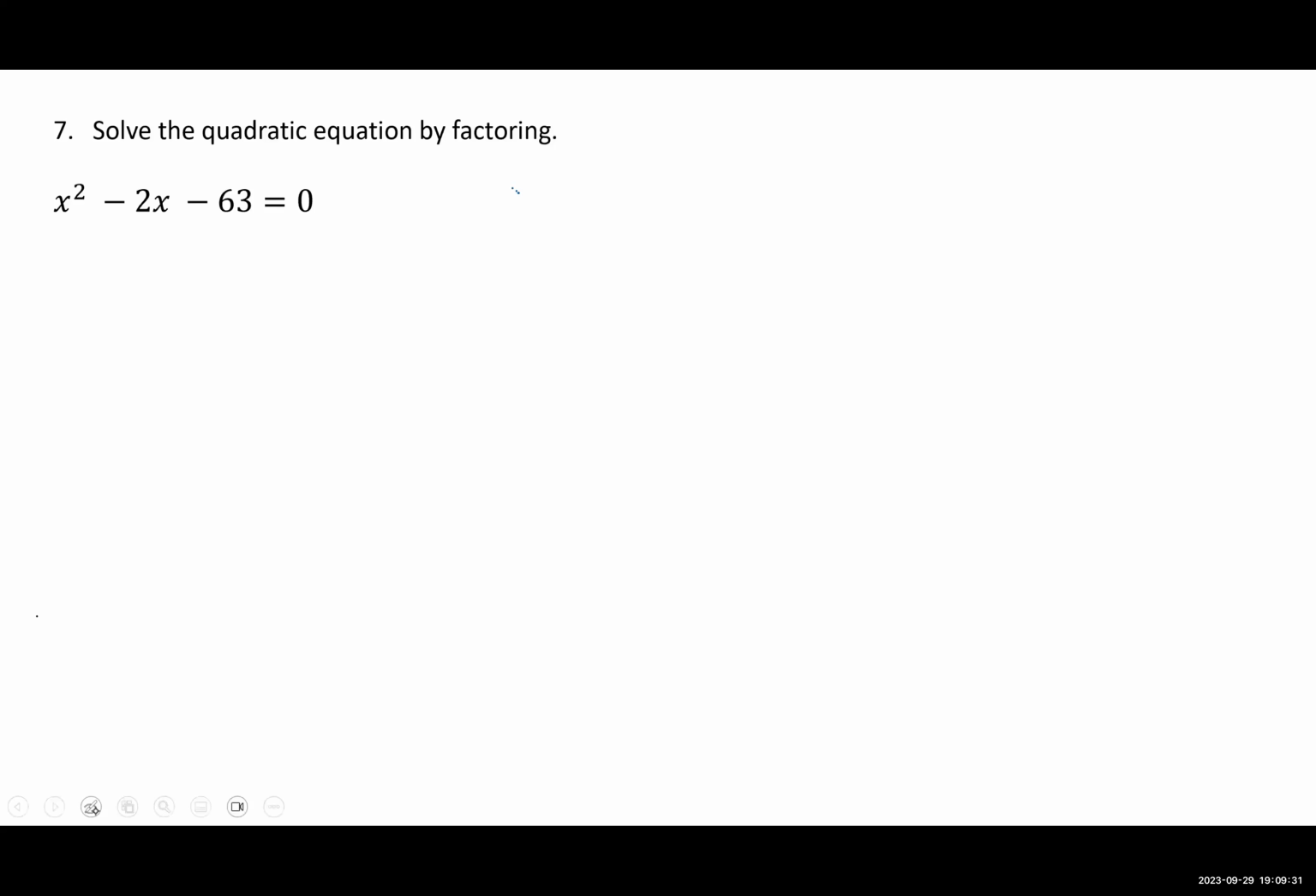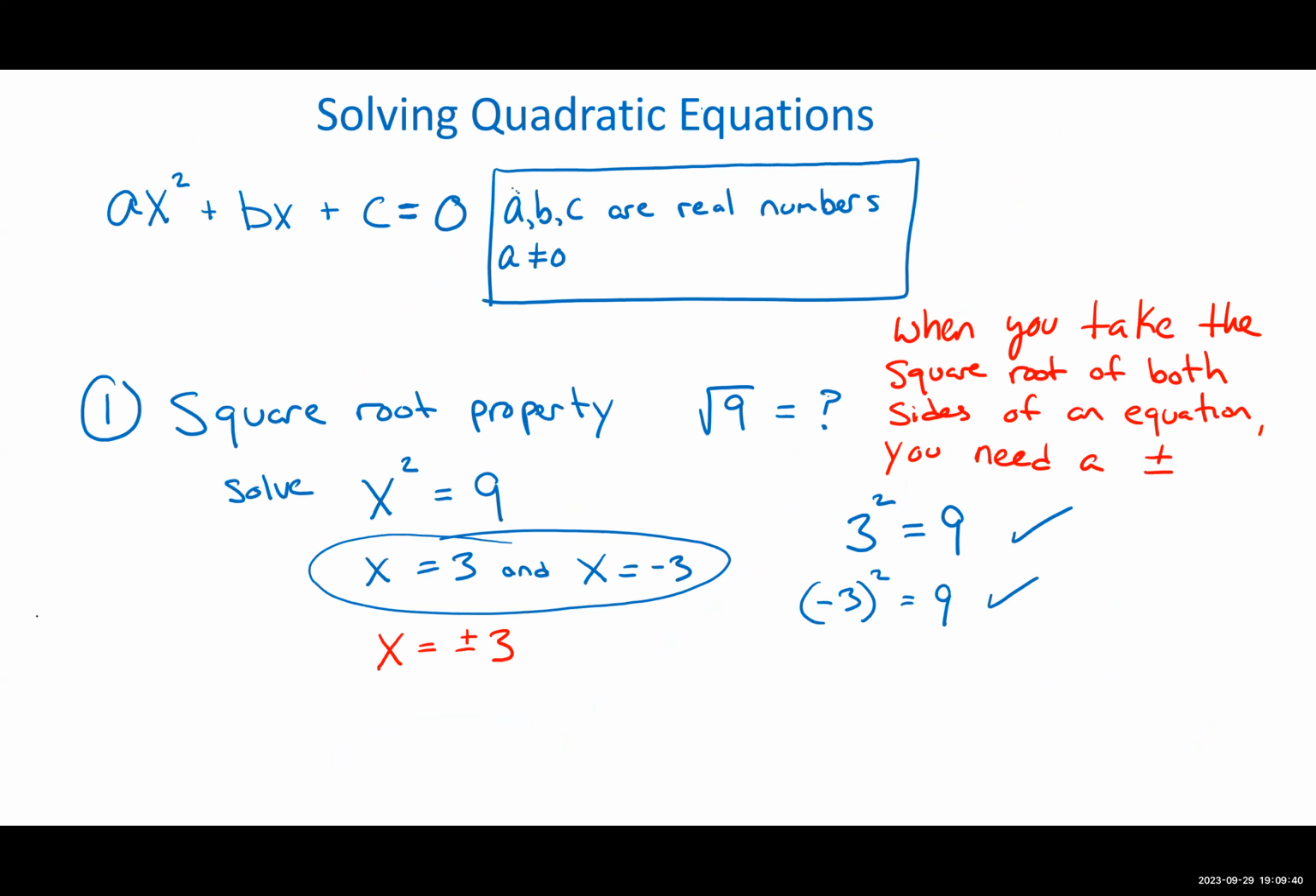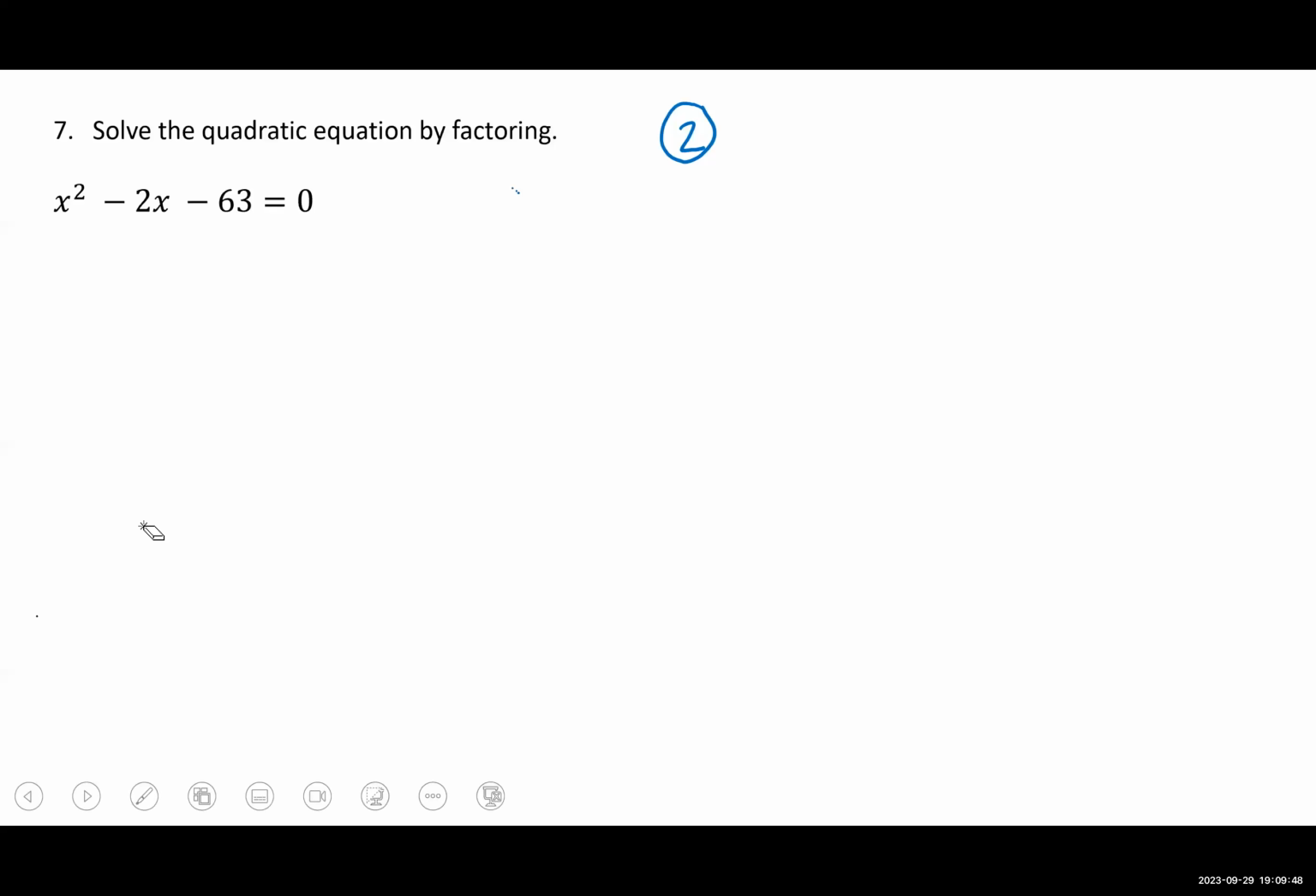Now, before we factor, let's talk about property number 2. Right, let me go back a slide or two. The first property was the square root property. That's this guy right here, the square root property. We use that for the first problem. Now, in problems that we're going to factor, we use what is called the zero factor theorem.